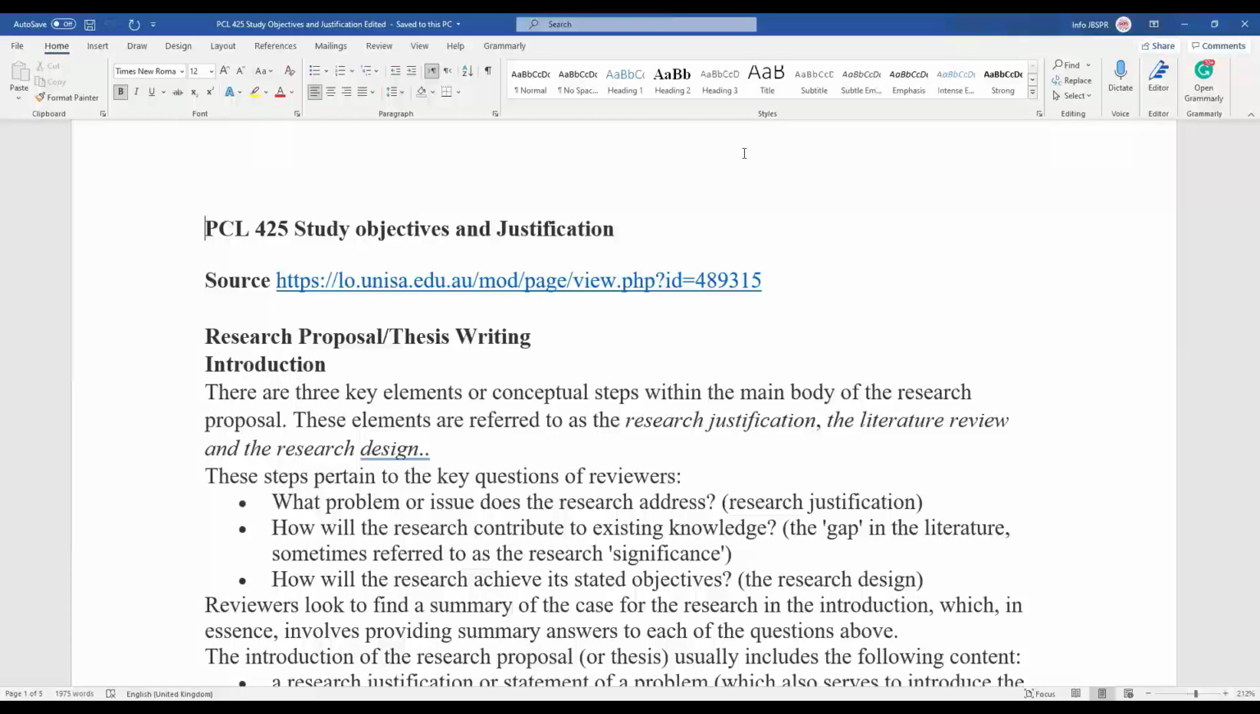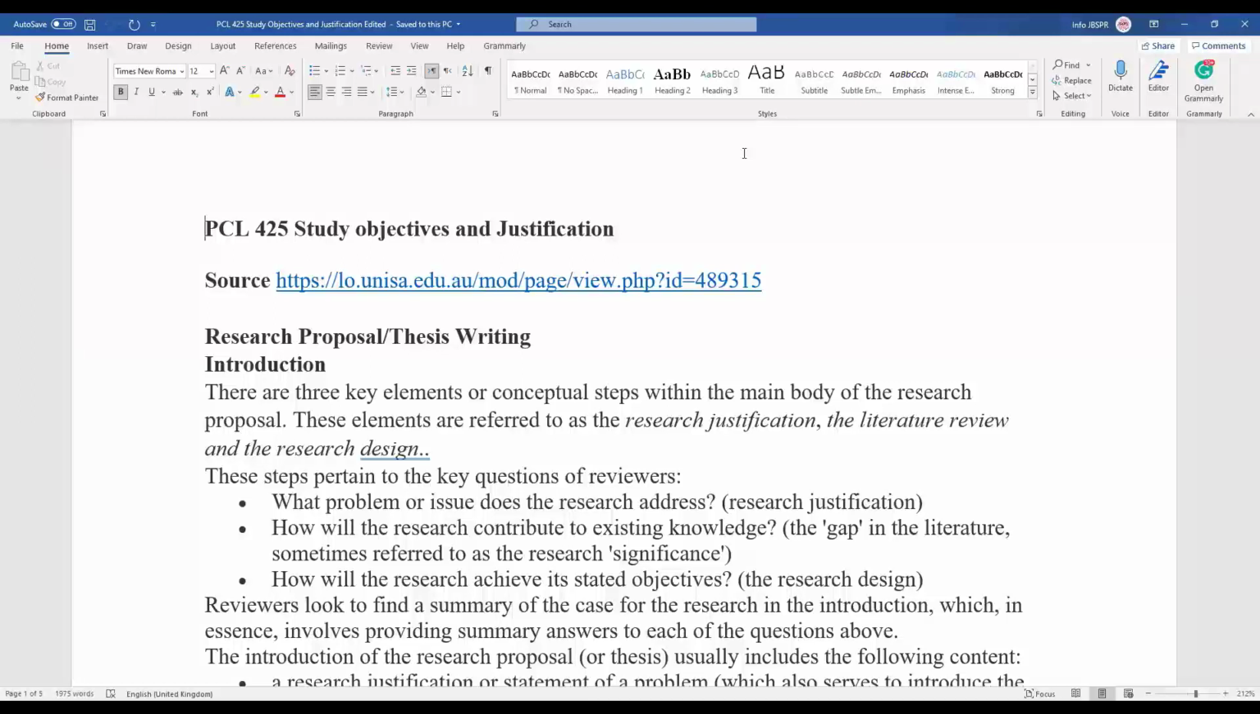In your undergraduate write-up, chapter 1 will be introduction. Under that introduction, you have background to the study, statement of problem or justification, aims and objectives, significance of the study, the research questions and hypotheses, and then operational definition of terms. Then chapter 2 will be literature review. Chapter 3 is usually methodology or methods.